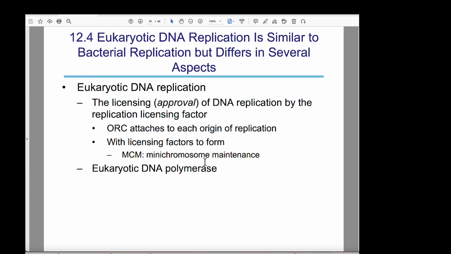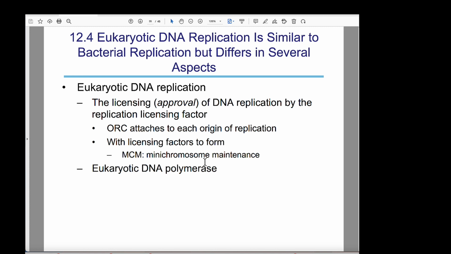However, eukaryotic cells do require what we call licensing factors. Licensing factors give the approval to initiate replication. And these licensing factors are associated with the cell cycle, specifically with those checkpoints. So these licensing factors are made prior to DNA replication in the S phase.